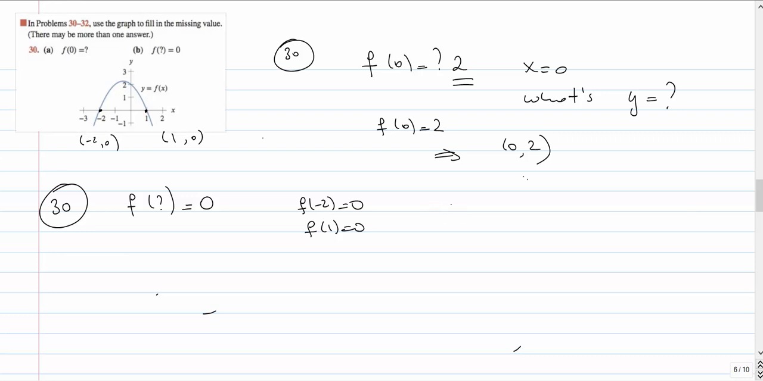So also, what you had here means when x is 0, y is 0; x is negative 2, y is 0; x is 1, y is 0.